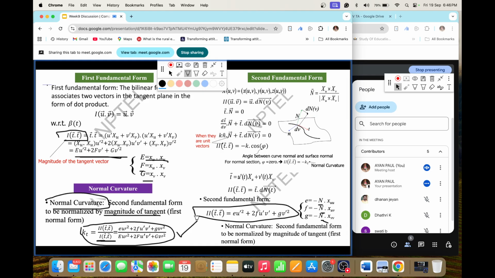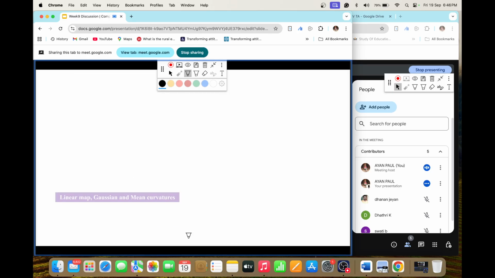So this formula is actually important. What is the formula of normal curvature? That is this: the second form divided by the first form. Okay, so this formula is important. We will solve the question there, it will be better clear.